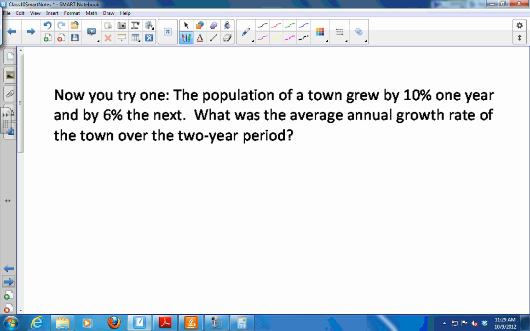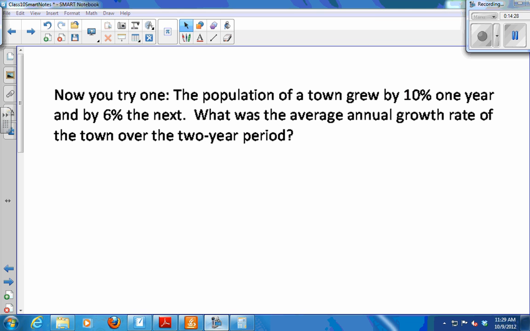Okay, so now that we've got that figured out, you try one. We have a population that grew by 10% one year, 6% the next. Find the average annual growth rate over the 2-year period. Go through it together. So we have a population of a town that grows by 10% one year and 6% the next. So I want to find a percentage that I could grow by for 2 years in a row that's equivalent to growth by 10% and then growth by 6%.